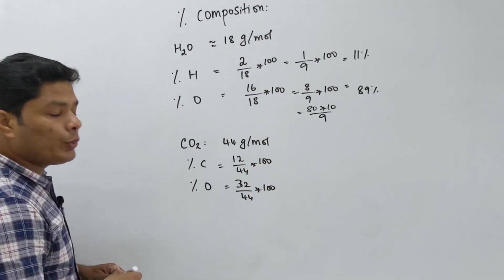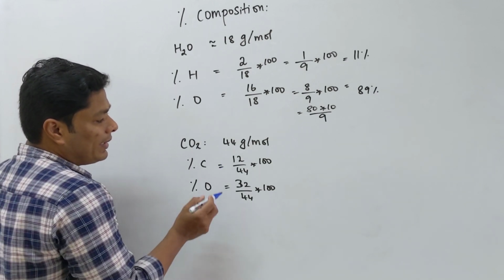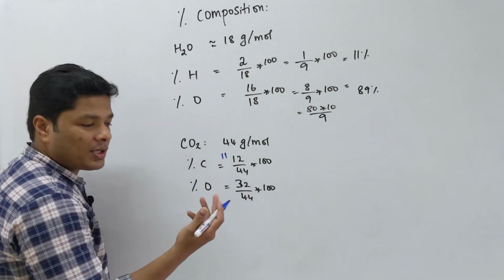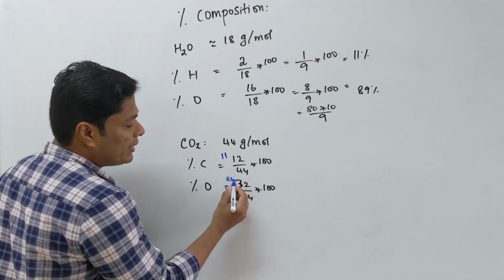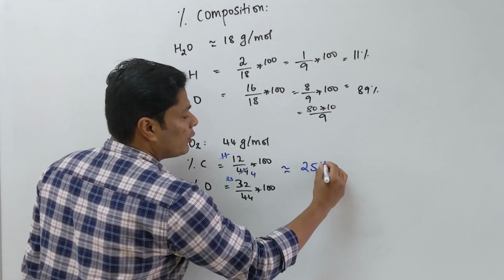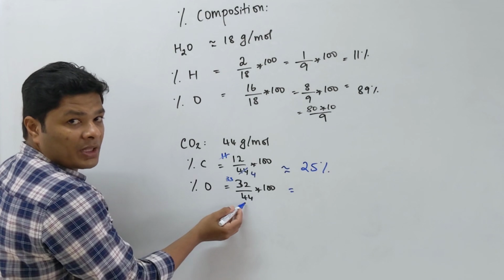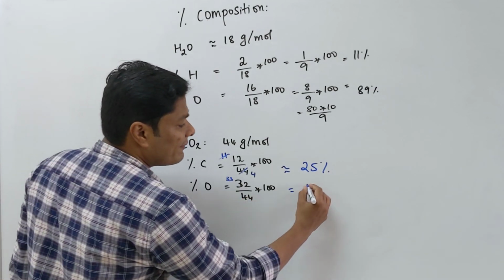So now what I am going to do, I am going to approximate here. Instead of 12, I can take it as 11. Small approximation. Instead of 32, I can take it as 33. So this is 4. So roughly 25%. 33 by 44 is 3 by 4. 3 by 4 is 0.75 times 100 is 75%.